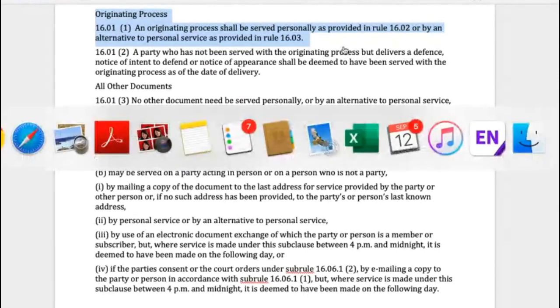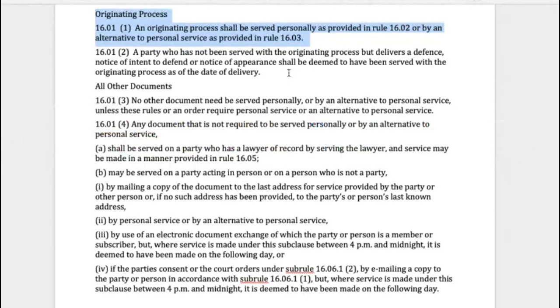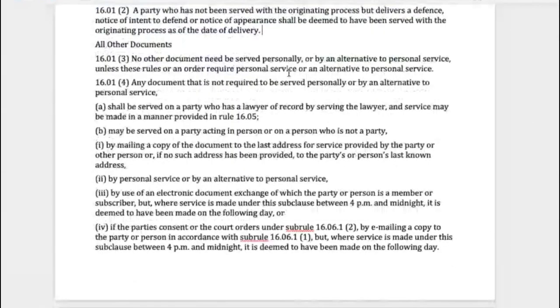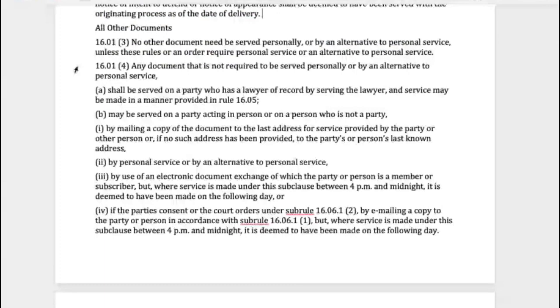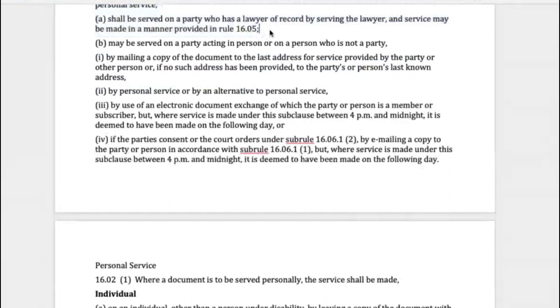Okay, so an example of non-personal service. Any document that is not required to be served personally. So you can be served on a lawyer, for example. A motion record would be an example if you're bringing a motion against someone, or a statement of defense and counterclaim. You recall this is the defendant's response to the statement of claim. A statement of defense and counterclaim is not an originating process. Therefore, the defendant can provide that to the plaintiff's lawyer, right?